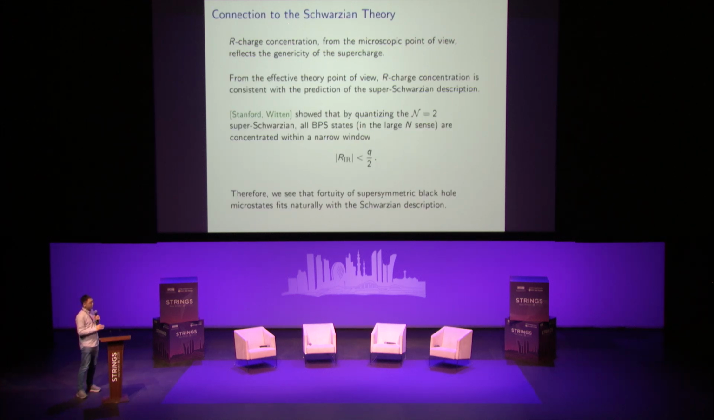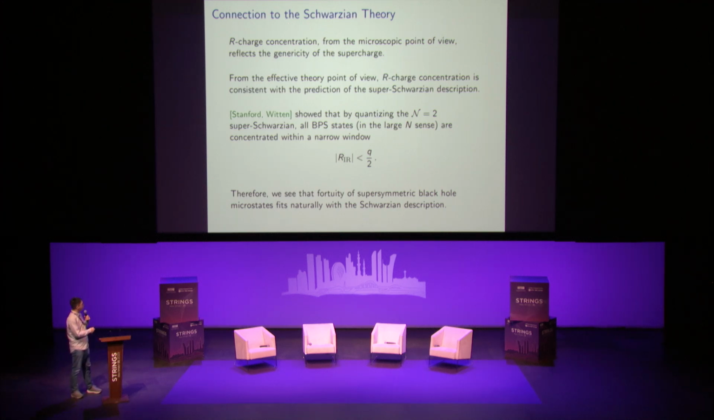Now, let me go to another aspect of the R charge concentration phenomena, which is the connection to the Schwarzian theory. From the effective theory point of view, R charge concentration is consistent with the prediction from the super Schwarzian. It was shown by Stanford and Witten that by quantizing the N equals 2 super Schwarzian theory, they found that all the BPS states, at least in the large N sense, are concentrated within a narrow window given in terms of the infrared R charge as seen by the Schwarzian.